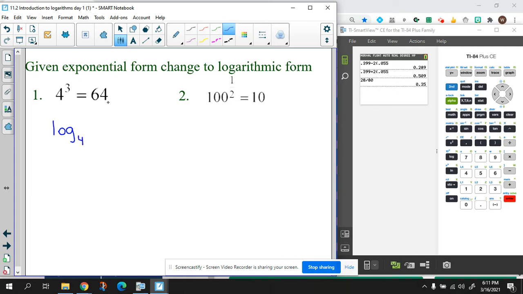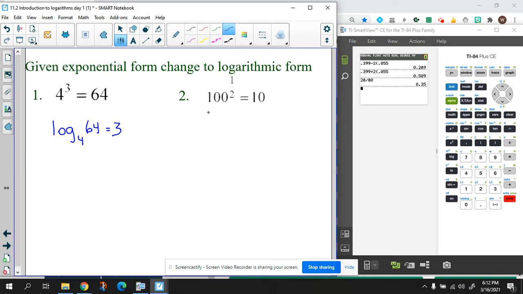In this one, the answer or argument was 64. The answer or argument in logarithm form goes here. And then the answer to a logarithm question is the exponent. The answer to a logarithm is an exponent. These are two ways of showing the same information. 4 to the third power is 64, or logarithm base 4 of 64 is 3. And as we proceed through the lesson, you'll get more and more familiar about why this is true.